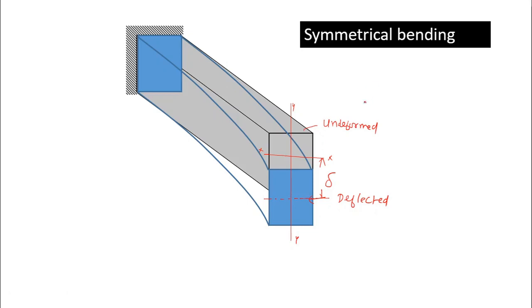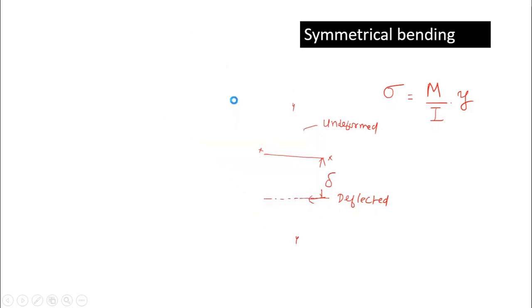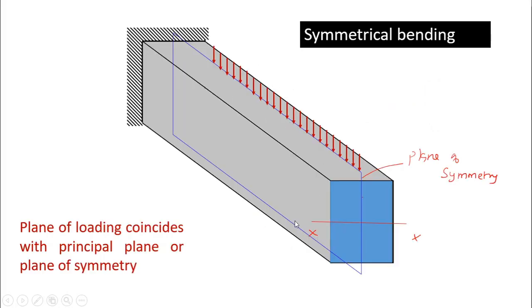If you want to find out stresses anywhere in the cross section, at any point, you can use the simple bending equation, that sigma is equal to M by I into y, right? This is symmetrical bending. Remember, this vertical load, whatever load we applied, is going to cause bending only about the x-axis, because if your load is passing through the y-axis, it will not create any bending about the y-axis, but it will create bending about the x-axis.